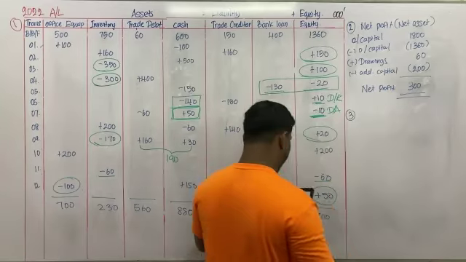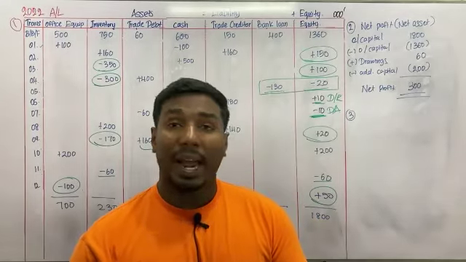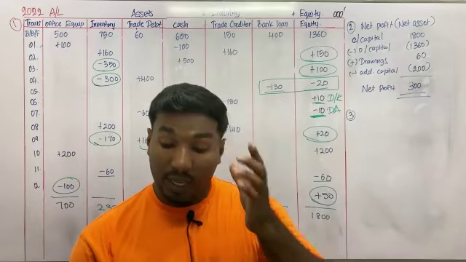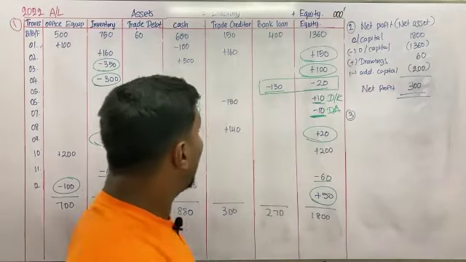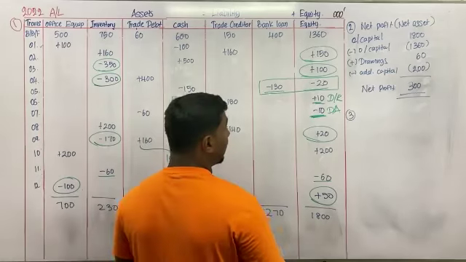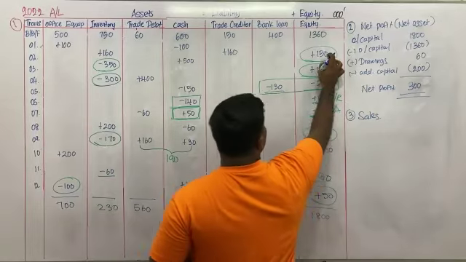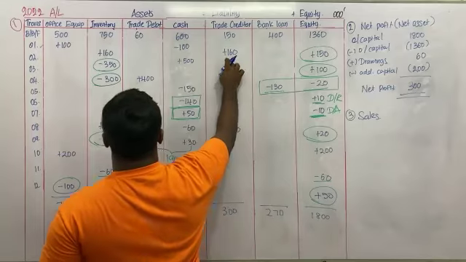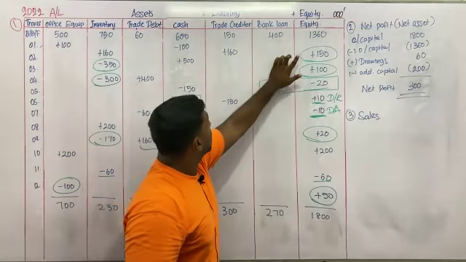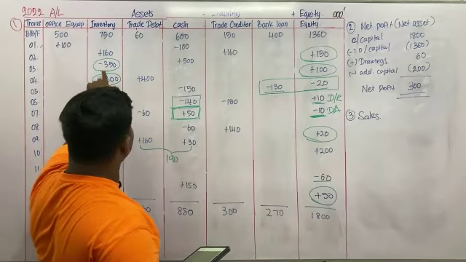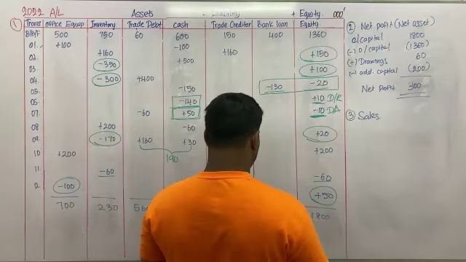Question number 3. What is question number 3? Sales revenue and total income to be recognized for the month of March 2022. So, which are the sales? Sales revenue. So, which values have I rounded? This 150, which means this, the transaction number 3. It's a sales revenue.